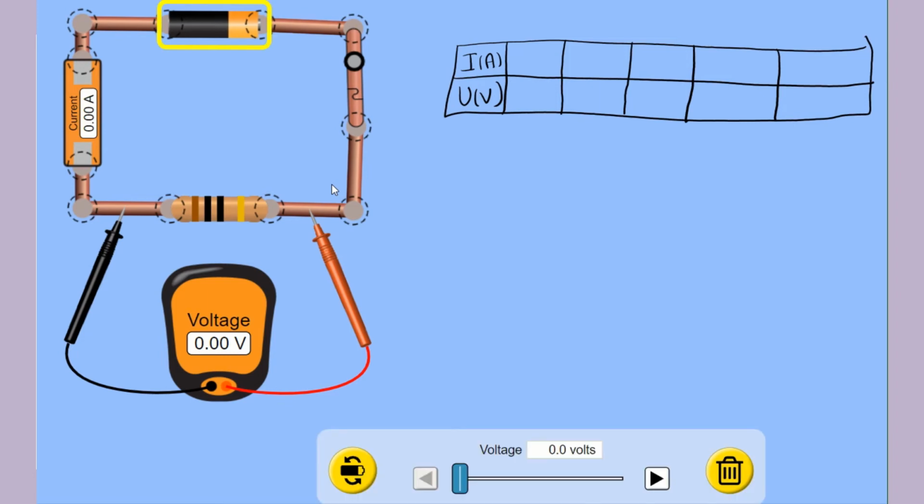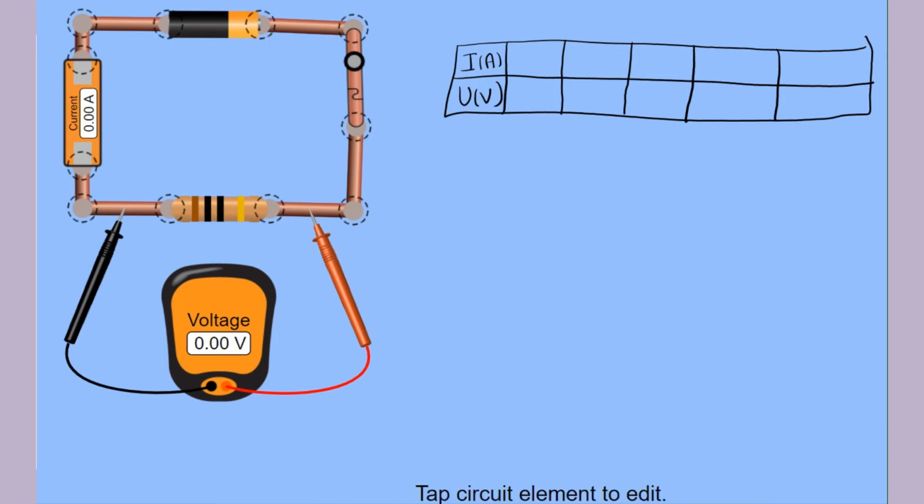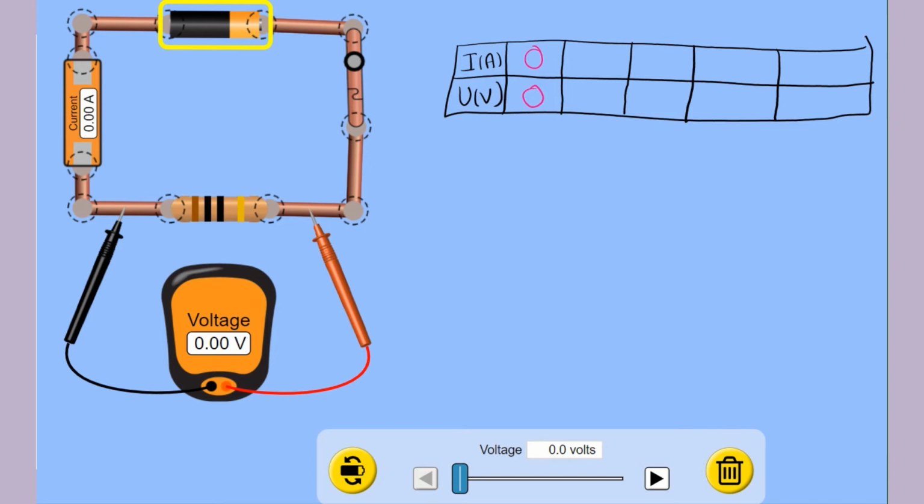So I will set the initial value of the voltage of the dry cell. It will be 0. So this is like the initial value. What is the voltage across the resistor? It reads 0. What is the current in the circuit? It is also 0. We can write it down. The current is 0 and the voltage is 0 as well. Great. Now let's increase the voltage.